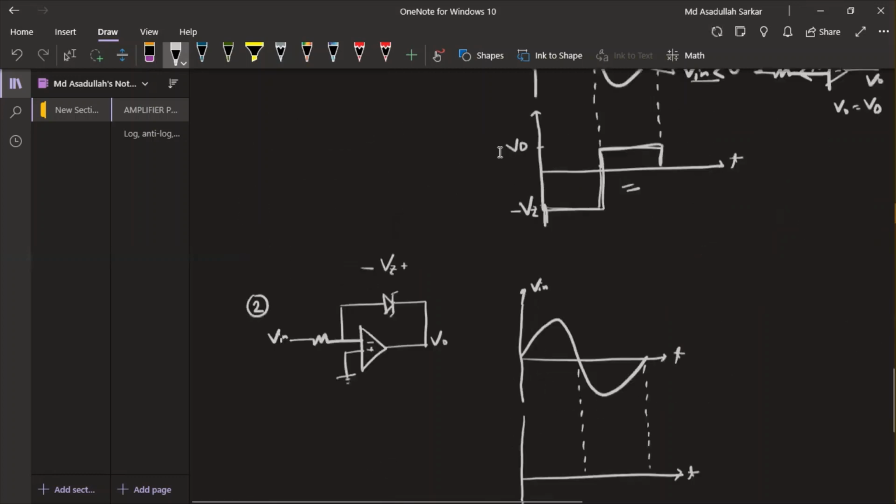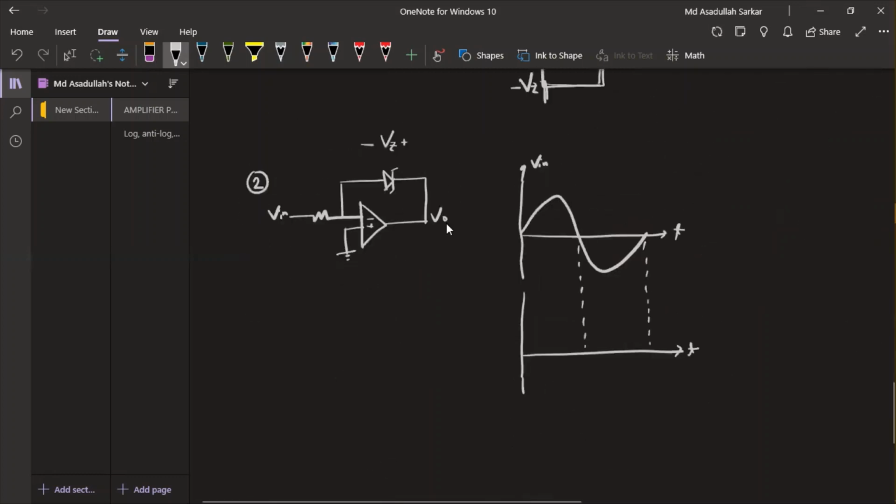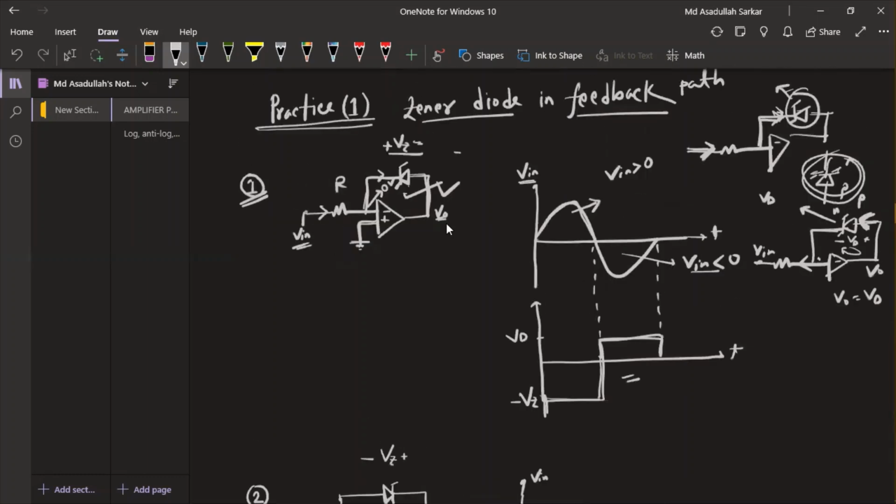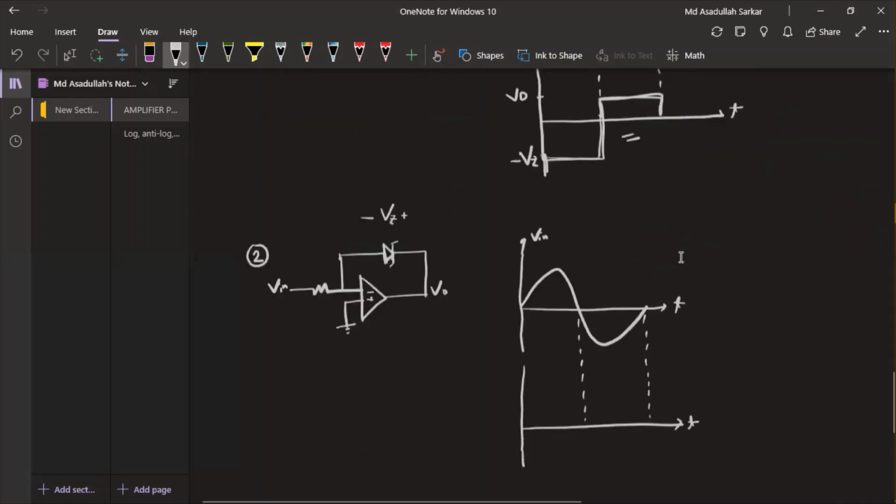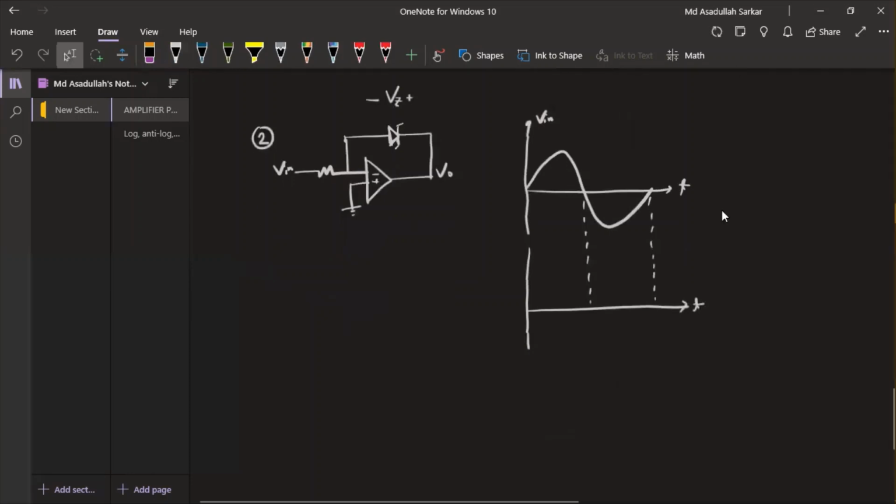For the second case, the circuit is almost the same, but the zener diode is now connected in the reverse direction. Before solving this, we have to remind ourselves of the conditions we discussed: the direction of current must be considered when getting the output voltage. So for the positive half cycle, V input is greater than 0. Now the current will flow in this direction.